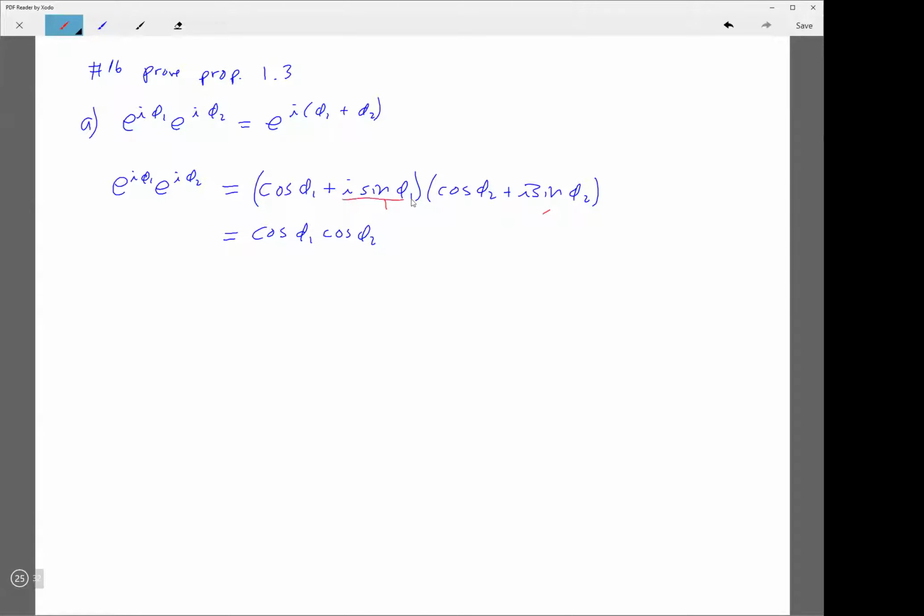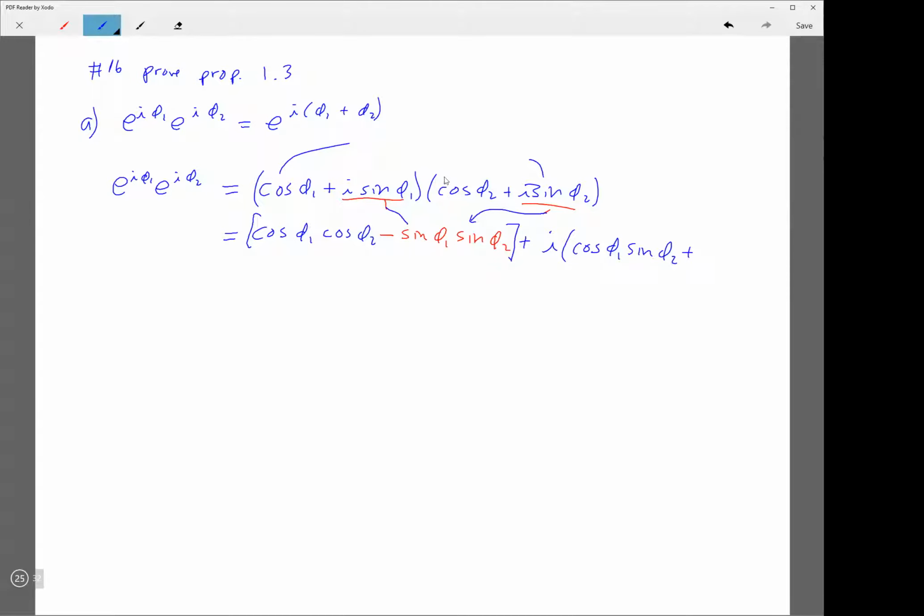Okay, and so this and this is going to be minus, because it's i squared. i squared is minus 1. So this is minus sine phi1 sine phi2. So that's how I get that. Okay, and that comes from that and that term. Okay, then we have the inside terms, the outside terms. So this times this is going to be multiplied by i, and so this is cosine phi1 sine phi2.